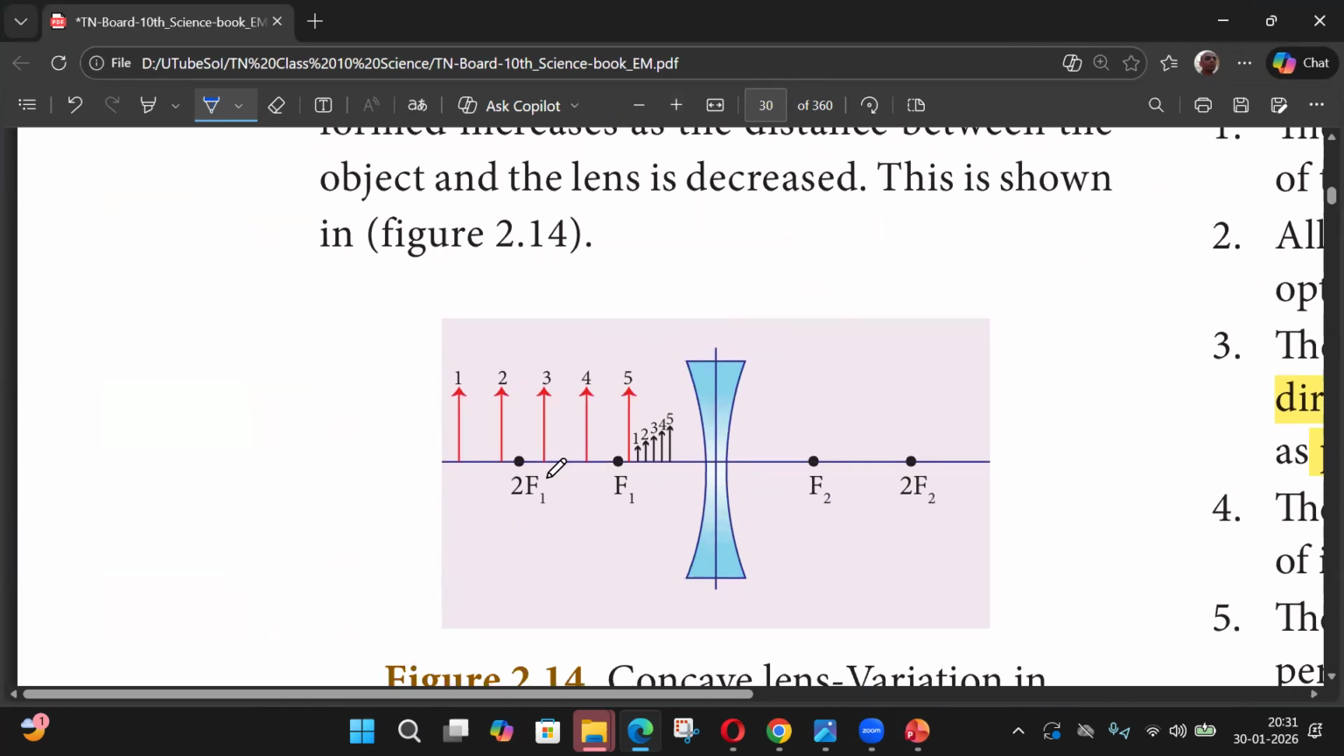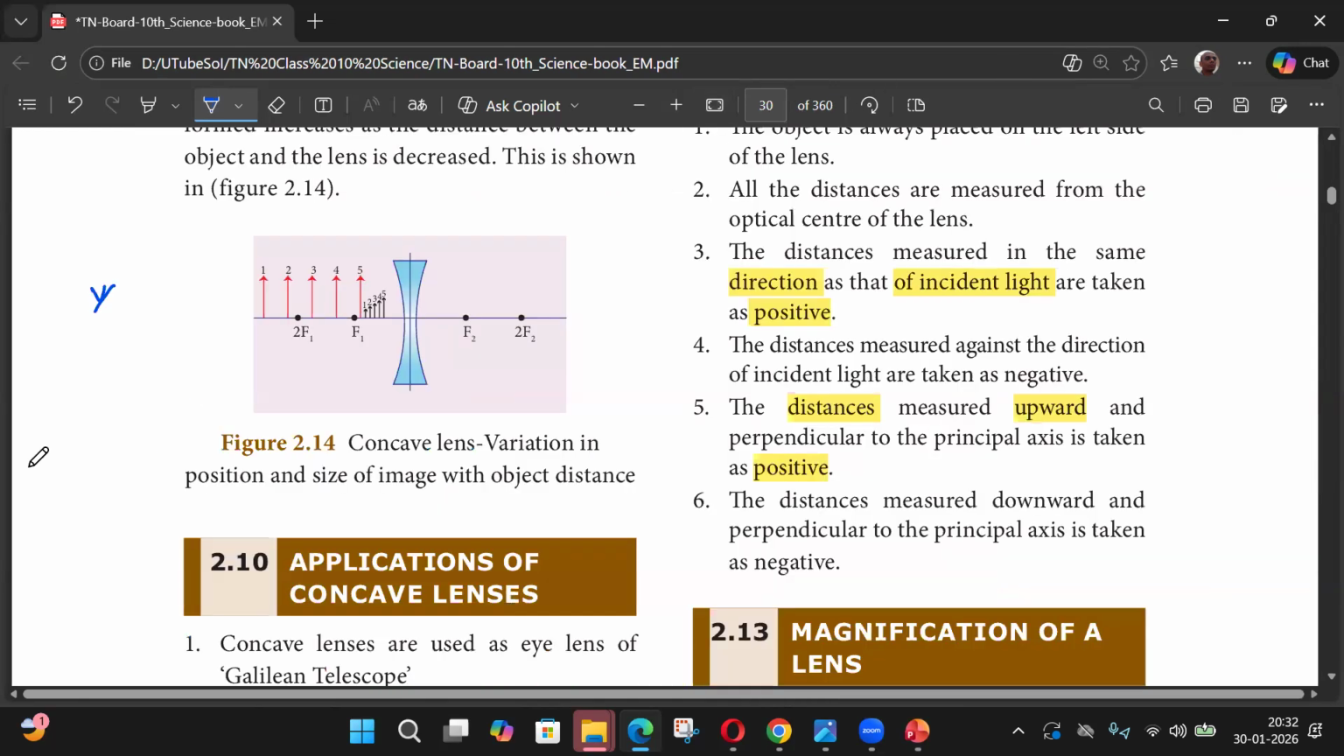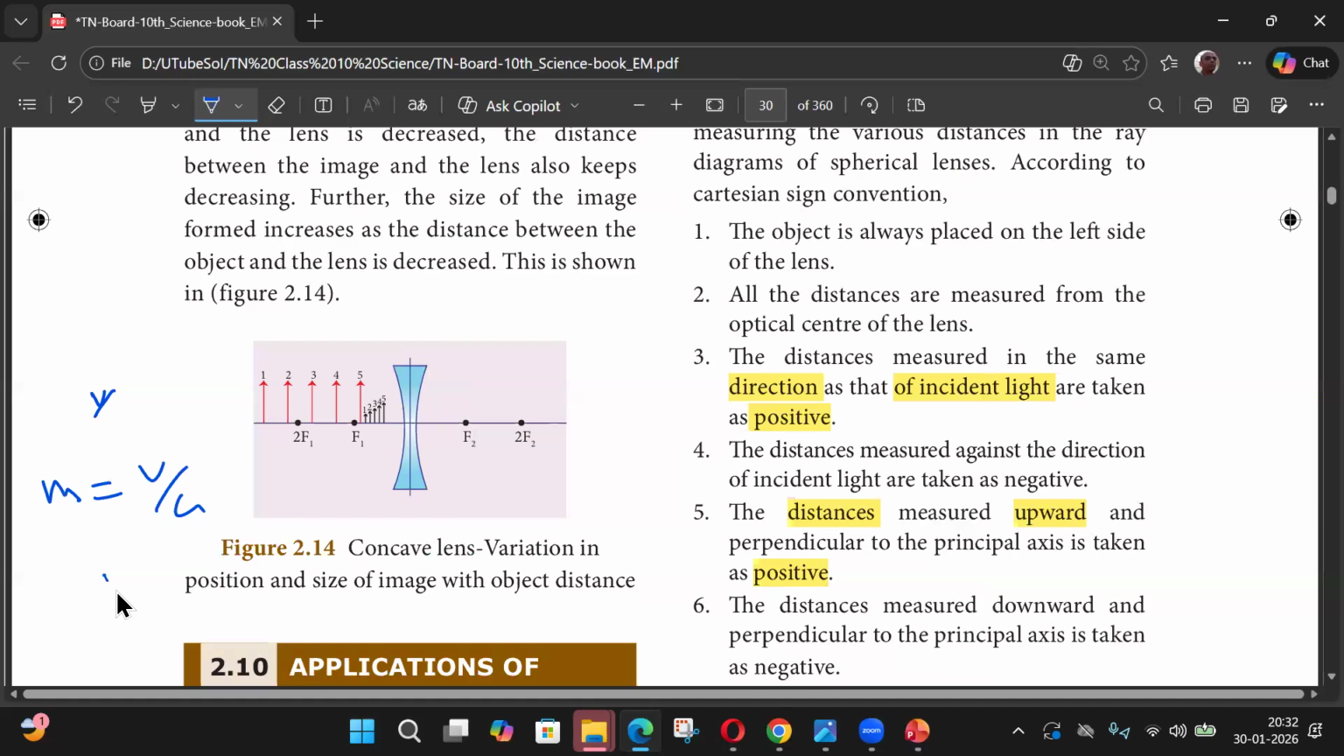As they come closer, its image size is increasing. So the magnification formula will be V by U. As you come closer, V is decreasing, so magnification will go down. But U is also changing, no? So it's not obvious. V is also changing. V is decreasing, but U is decreasing much more than that. So the magnification increases.